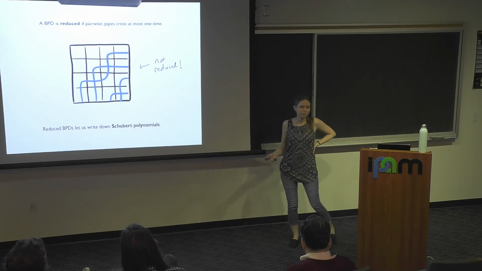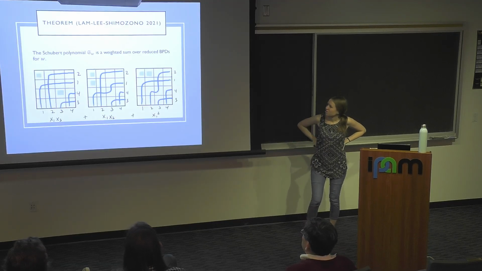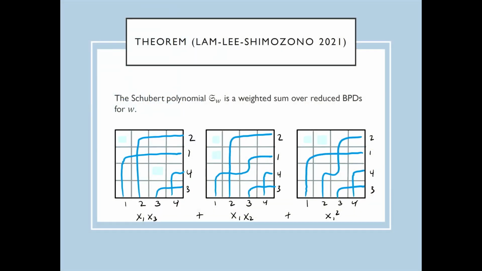For us, for writing down Schubert polynomials, that's no good. We don't allow that. But then what we do, the theorem of Lam-Lee-Shimozono, is that the Schubert polynomial is a weighted sum over reduced bumpless pipe dreams that trace out your fixed permutation W. So let's unpack this a bit just by example.